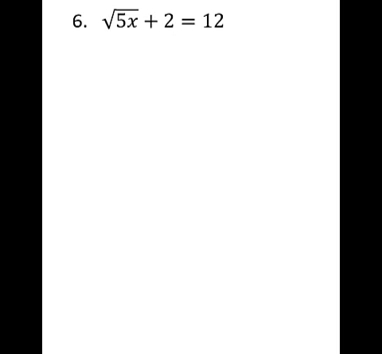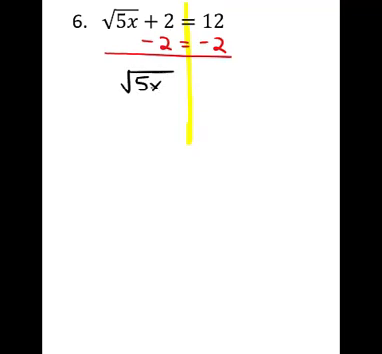In order to solve a radical equation, first we're going to have to isolate the radical by itself on one side of the equal sign. So we have to zero out the positive 2. So we're going to have to subtract 2 from both sides of the equal sign, and we're going to end up with the square root of 5x is equal to 10.